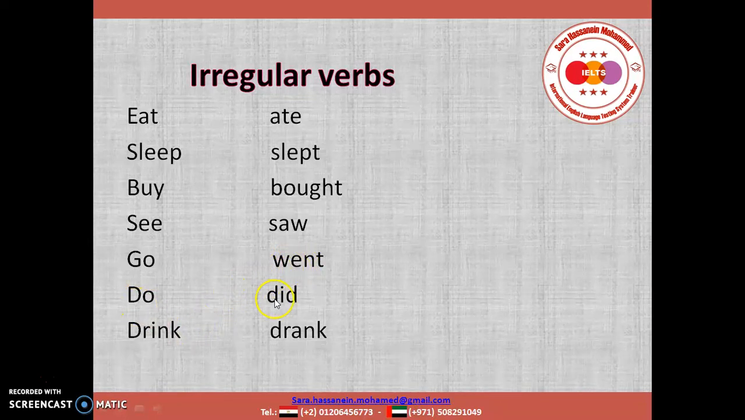Do, did. Drink, drank. So all these verbs here are in the past form. And these are all irregular verbs. We are calling them irregular because we cannot add ed to them in order to form the past simple tense. We have to change them in order to form the past simple tense.